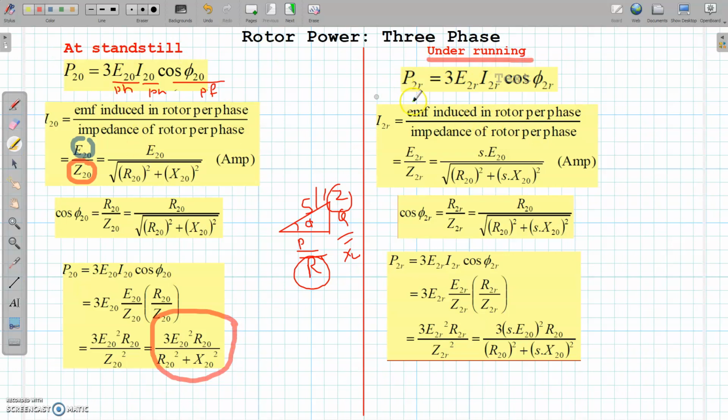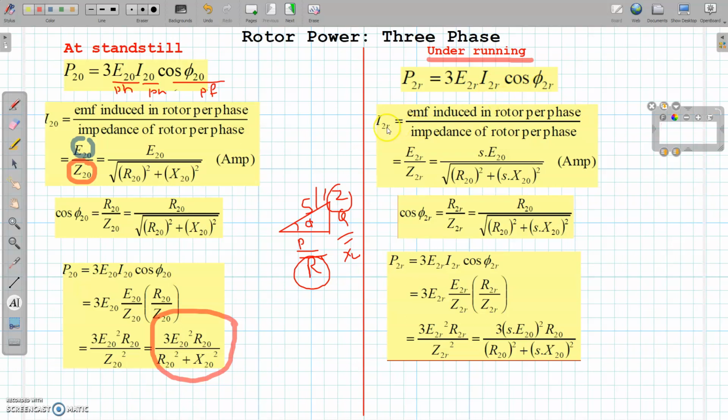Under the running condition, if we want to calculate the power, what is going to happen, that we will check. If we look here, I am replacing this P20 by P2R. So P2R, R indicates the running condition and P2 indicates the rotor power. So it is 3E2R. As it is P2R, it must be E2R into I2R into cos phi 2R.